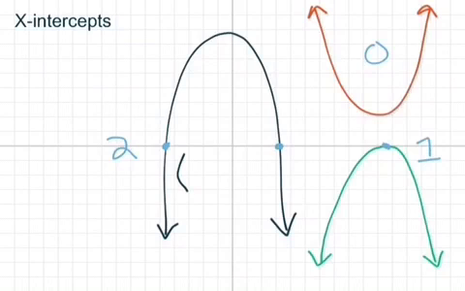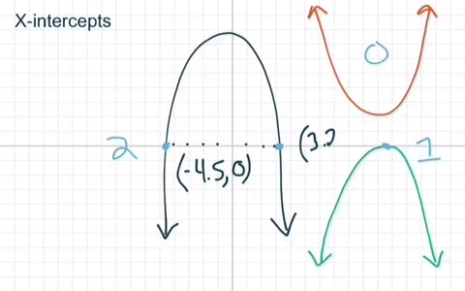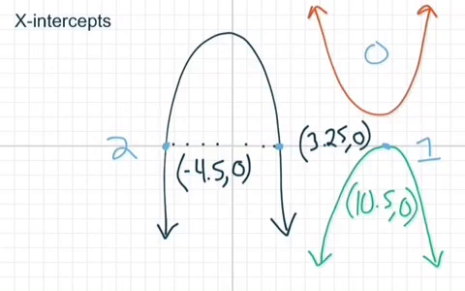Let's do our best. It looks like negative 4.5. And of course, the y value is going to be 0. And for the other intercept, let's call it 3.25, and a y value of 0. For my green one, it looks like we have an x-intercept of about 10.5 for the x value, and of course a y value of 0. And then for the red one, we have no x-intercept.